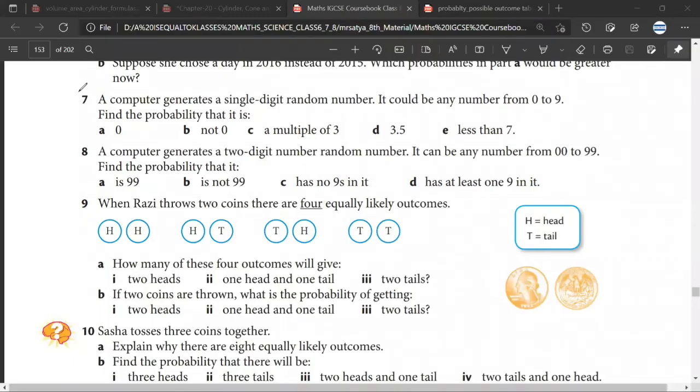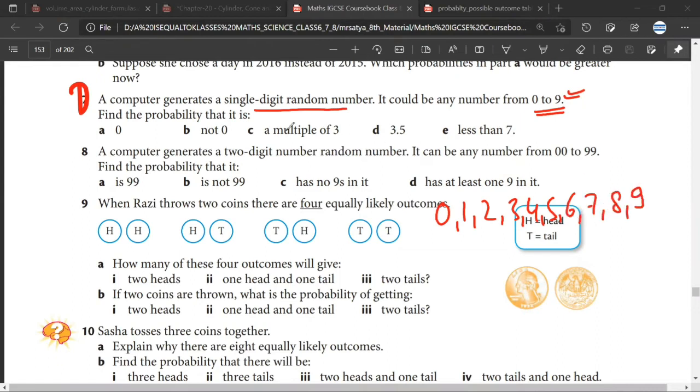So, Satya, question 7. A computer generates a single digit random number. It could be any number from 0 to 9. Have you understood? Yes. So these are the numbers which are possible. Find the probability that it is 0. 1 upon 10. Nice. Not 0. 9 upon 10. 1 minus 1 upon 10 is equal to 9 upon 10.